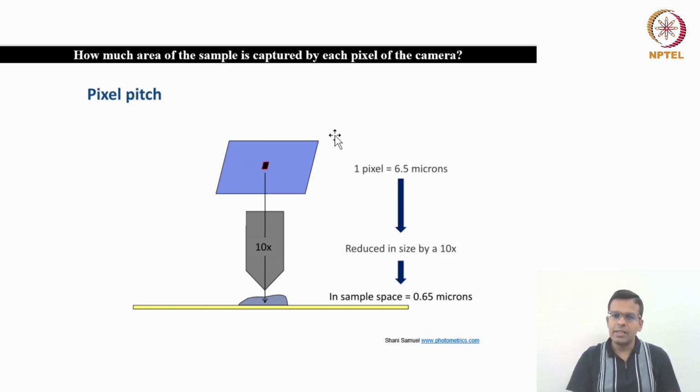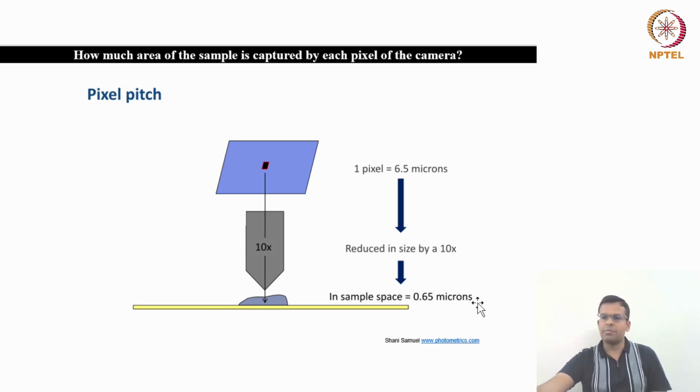Okay, that is known as pixel pitch. That is also known as the pixel size of the sample. Okay, so the sample pixel size is 0.65 micron. That 0.65 micron area of the sample is projected per pixel.